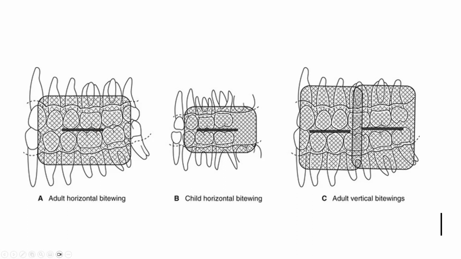Well, here we have shown you the vertical bitewings. When you are taking vertical bitewings, they will be covering a lesser area. So where you were using just one film to take the horizontal bitewing, for the vertical bitewings, you will be using two films.